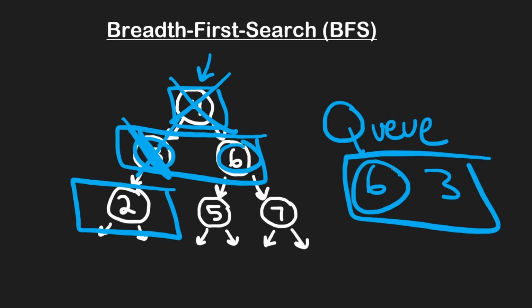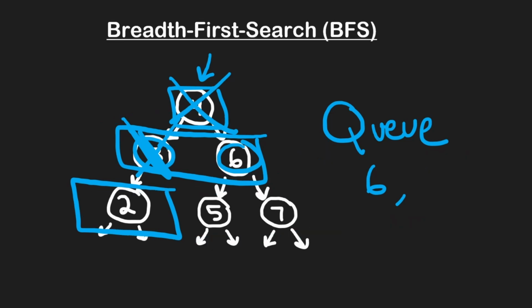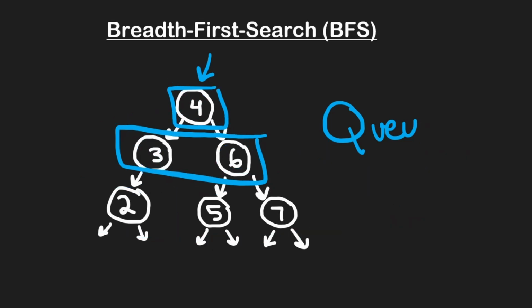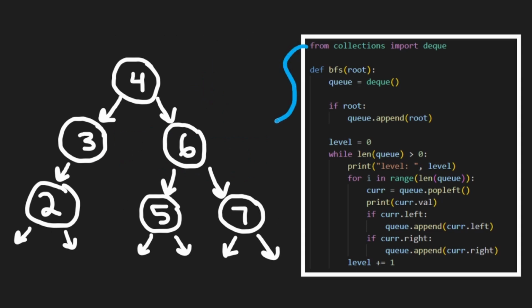Since the 6 was added first, we want to process it first, and that makes sense because we want to finish this entire level before we get to the next level. Let's take a look at what the code for this would look like. So this is the Python code, but it would be very similar in other languages.